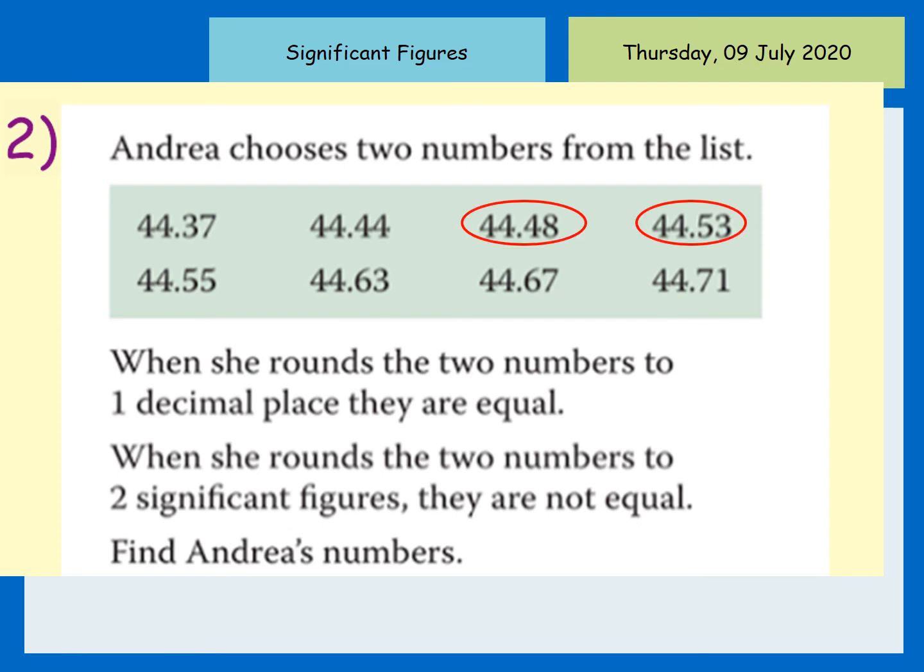Reason being, if we round those to one decimal place, our answer in both instances would be 44.5. So the 44.48 would round to 44.5, as would the other one. But if we were to try and round that to two significant figures, our answer for the one on the left would be 44, but the one on the right would be 45.